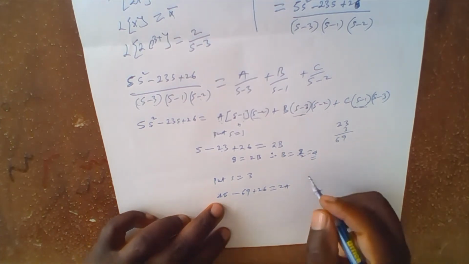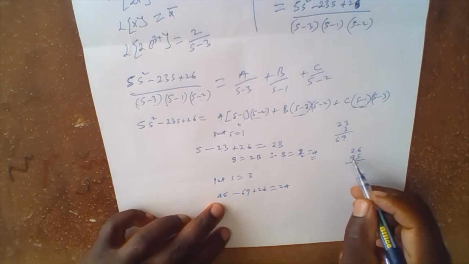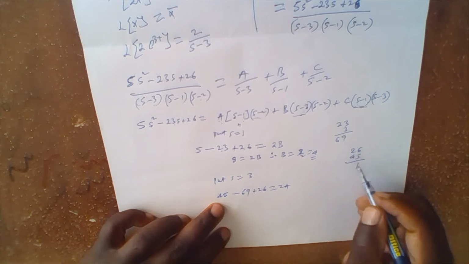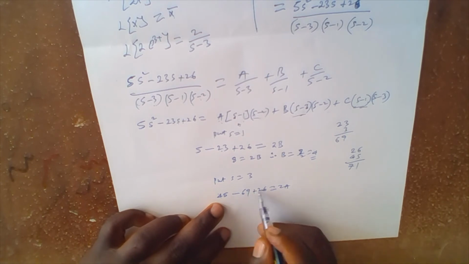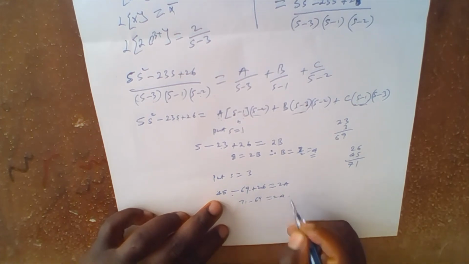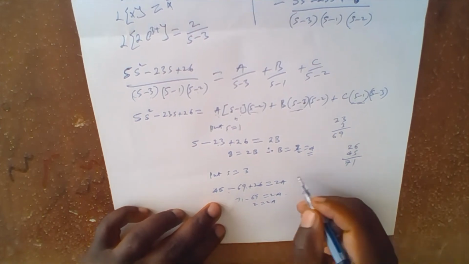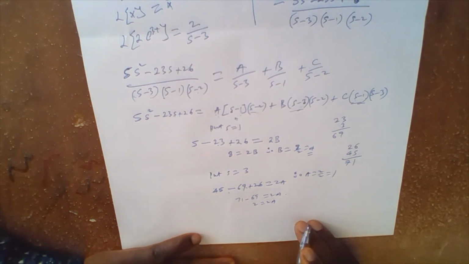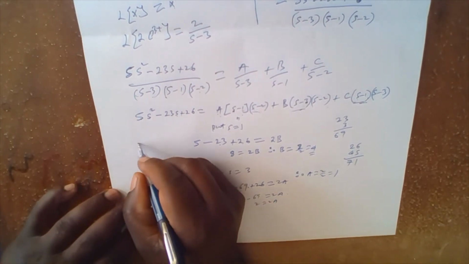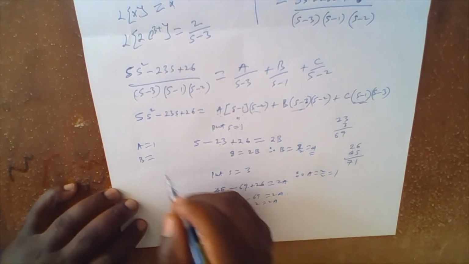So 26 plus 45 is 71. So we have 71 minus 69, which is equals to 2A. 71 minus 69 is 2, equals 2A. Therefore A equals 2 over 2, which is 1. So here we are saying that A equals 1, B equals 4.